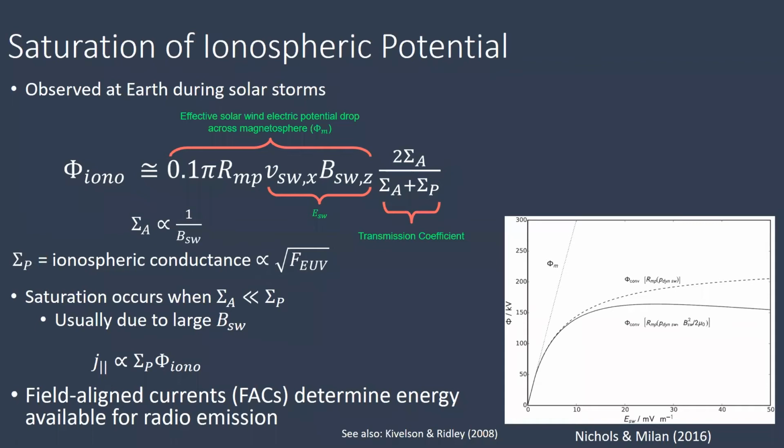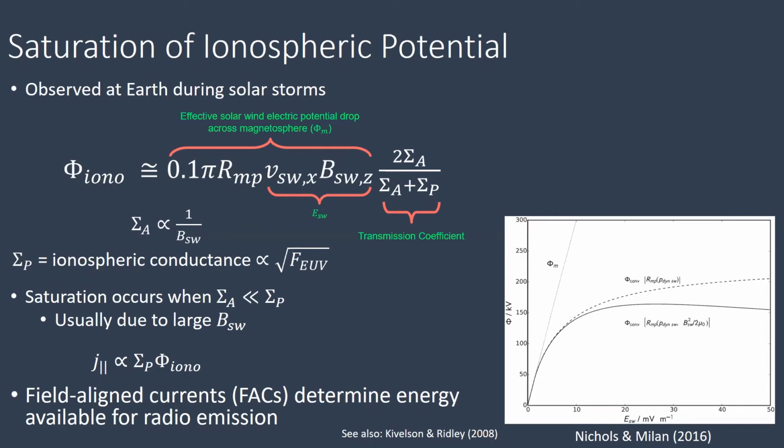This occurs when Σ_A is much less than Σ_P. That usually happens at Earth because you have a very large solar magnetic field strength. But for exoplanets, this can occur just because your planet is so much closer to your star that you get more UV flux, and therefore your Σ_P is higher, and you're much more likely to be in a region of saturation. So why does this matter for radio?